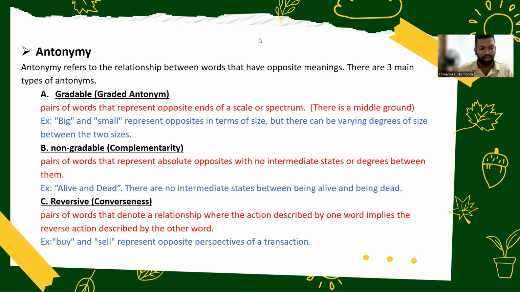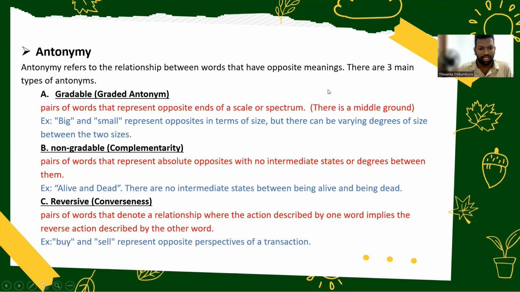Reversive antonyms. They are pairs of words that denote a relationship where the action described by one word implies the reverse action described by the other word. For example, buy and sell, or buyer and seller. Those two are antonyms, right? If there is a seller, there should be a buyer. If there is a buyer, there should be a seller. So those two are opposite sides of a relationship.